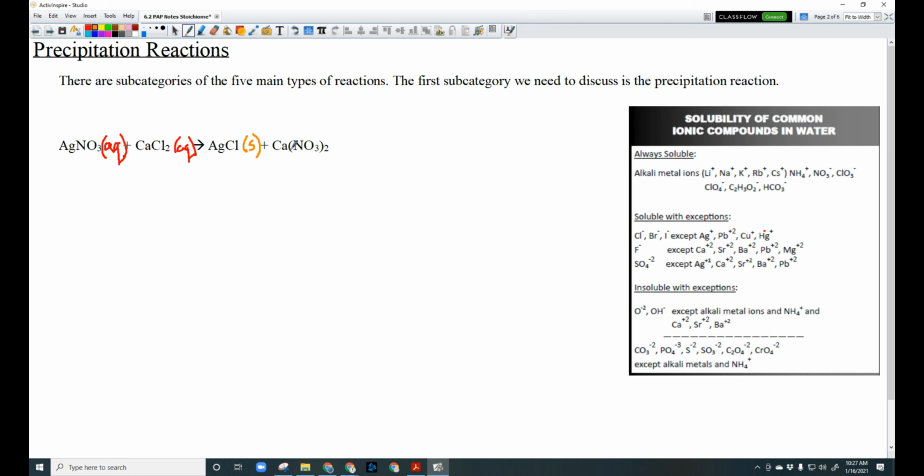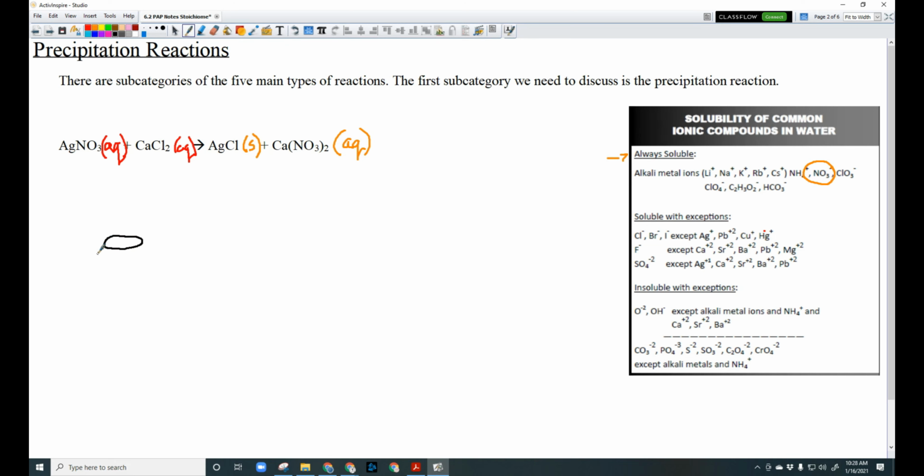Okay, and let's check this one, calcium nitrate. All right, so if we remember, all nitrates are soluble, always. There's no exceptions to that. Okay, so this is going to be aqueous. All right, so when we take these two chemicals, silver nitrate and calcium chloride, both liquids, both aqueous.